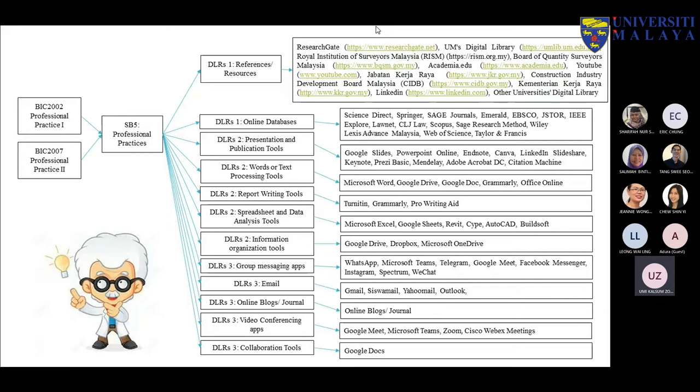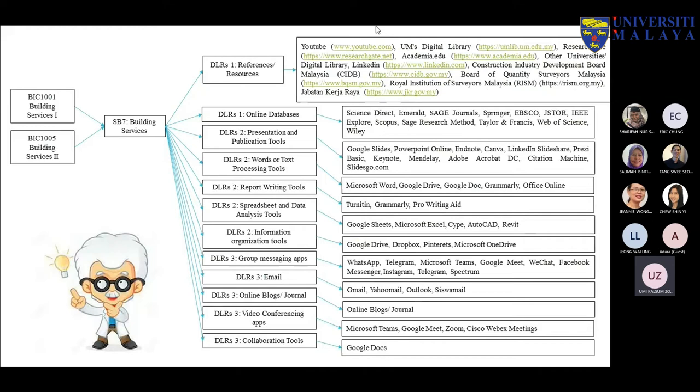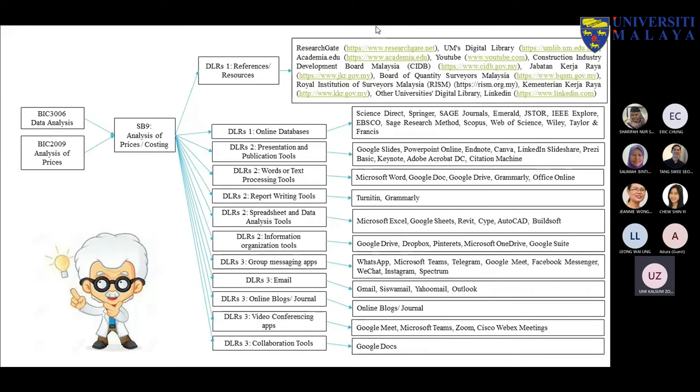And this is the information on the professional practice group. And this is information on the construction management group. And this is information on the building services, IT and computer. And the last one is on the analysis of prices and the costing.